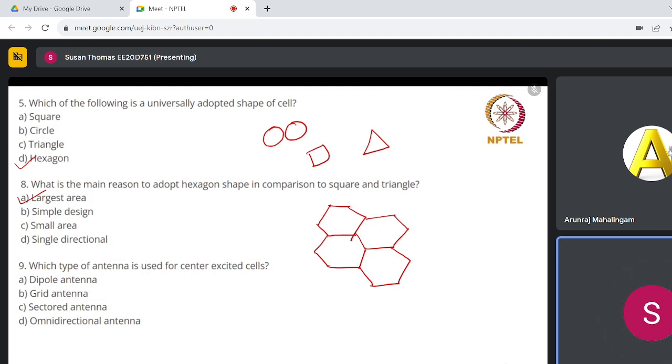Now coming to the next question. Which type of antenna is used for center excited cells? Dipole antenna, grid antenna, sectored antenna, omnidirectional antenna. So when I say center excited cell, it means for the base station in general, what is the kind of antenna used?